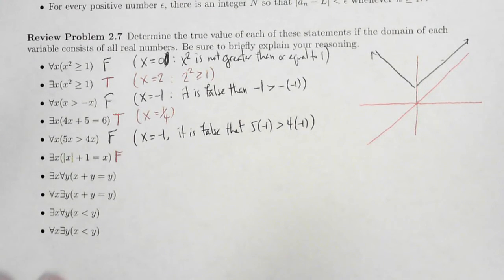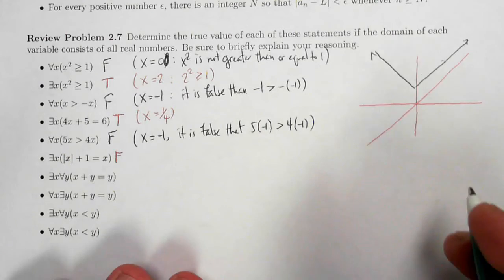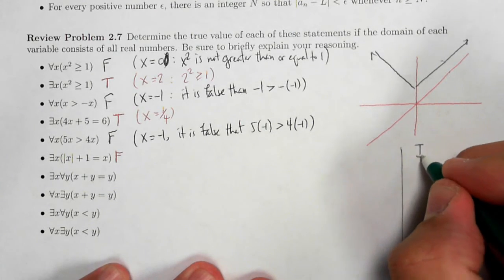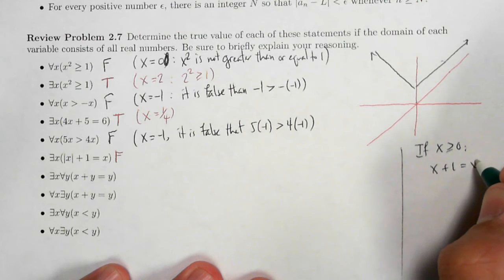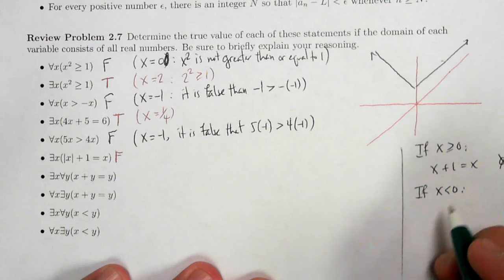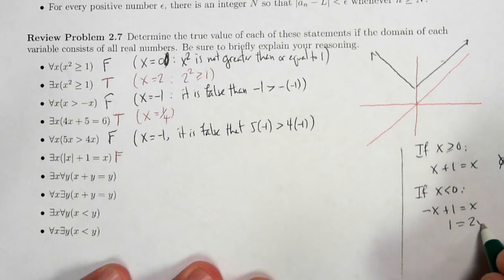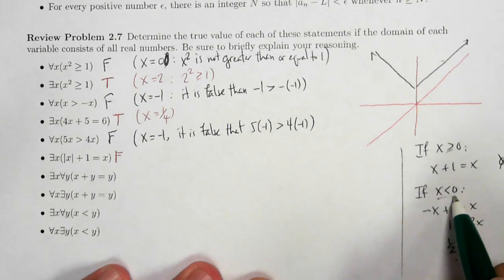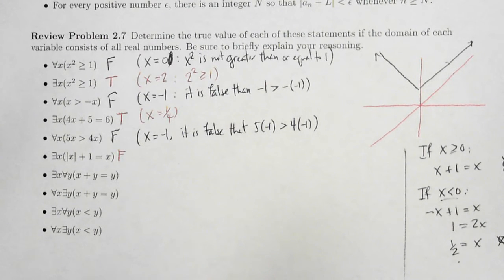This can also be done by separating into positive and negative cases. If x is greater than or equal to 0, then this becomes x plus 1 equals x, and that can't happen. If x is less than 0, then I get negative x plus 1 equals x. So 1 equals 2x, and x equals 1/2. That looks promising, except that x is supposed to be less than 0, so that can't happen either. So this one has no solutions.